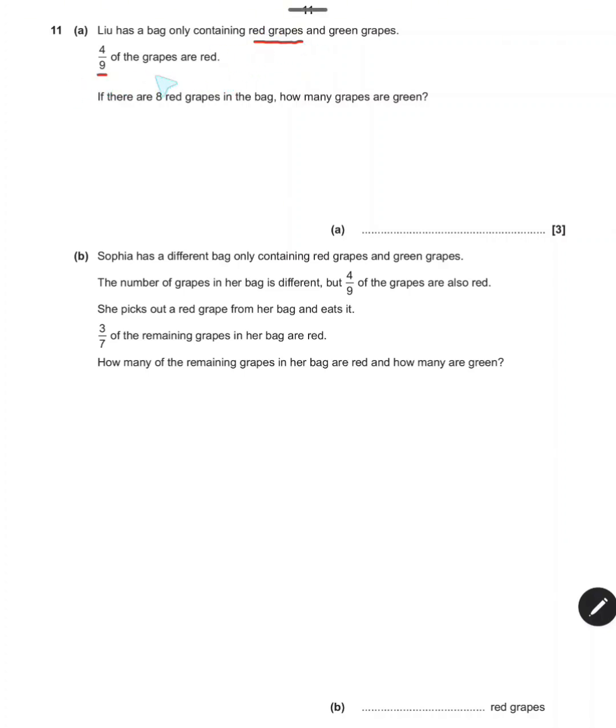Question 11, we've got a bag containing red grapes and green grapes, and we know that 4/9 of the grapes are red, and we also know that there are 8 red grapes. So 4/9 of the grapes are red, and that is the same as 8 out of the total grapes. We know 4/9 are red. We know there are 8 out of total.